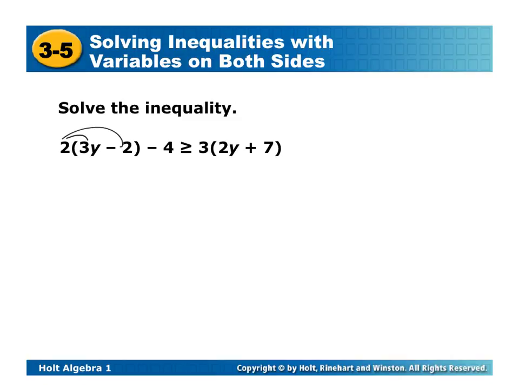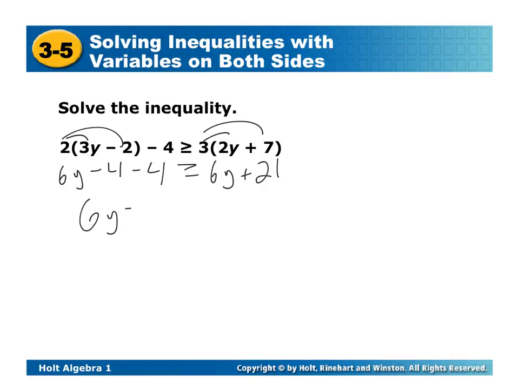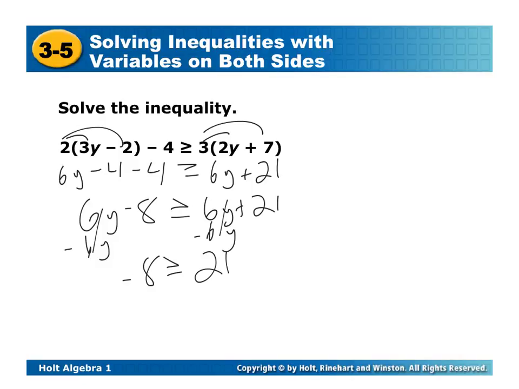Okay, so let's just look at another example. We're going to go ahead and distribute first. So on the left side we have 6y minus 4, and then we have our other minus 4 is greater than or equal to 6y plus 21. If I combine my like terms, I have 6y minus 8 is greater than or equal to 6y plus 21. If I go ahead and take 6y away from both sides, now I have negative 8 is greater than or equal to 21. Since this is not true, this would mean there is no solution. No value that we use will make this inequality true.